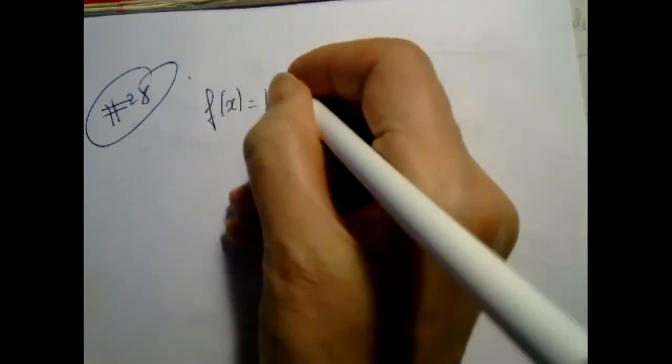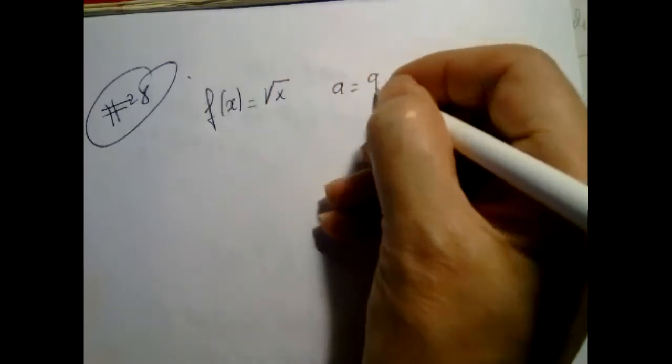Okay, so we're going to look at number 28 and then we move on. Number 28. So f of x equals the square root of x, and a equal to 9. And the question is, find the nth degree Taylor polynomial for n equal to 1 and 2, and then graph it. So it's basically the same thing.